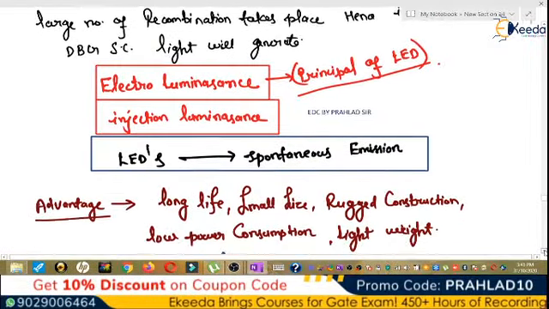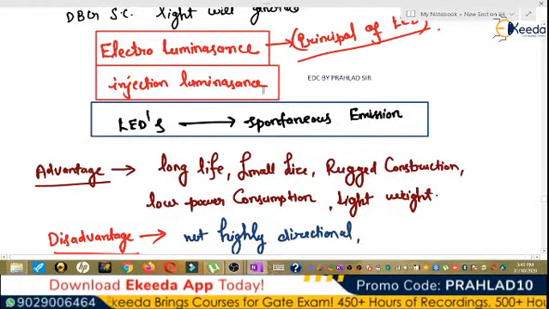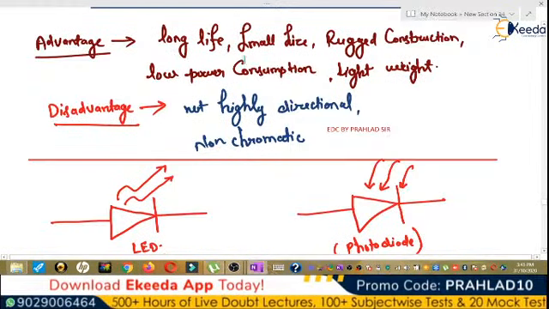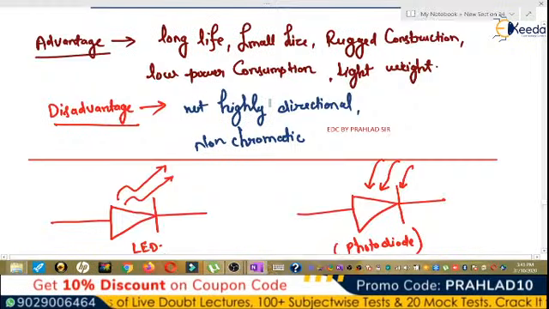This principle is electroluminescence or injection luminescence. This is the principle of the light emitting diode. In the light emitting diode, spontaneous emission takes place. Advantages of the light emitting diode are long life, small size, rugged construction, low power consumption and light weight. The disadvantage is that it is not highly directional and it is non-chromatic.